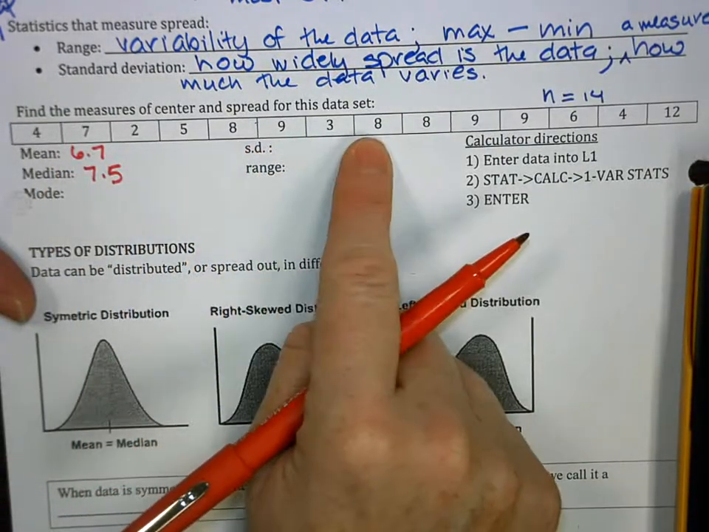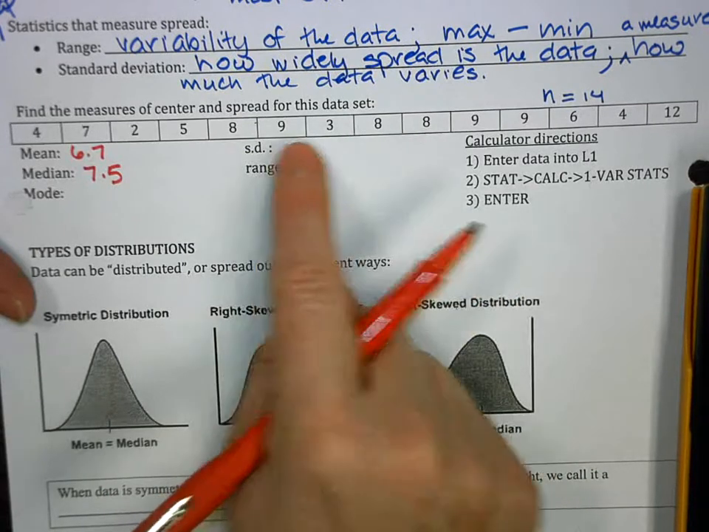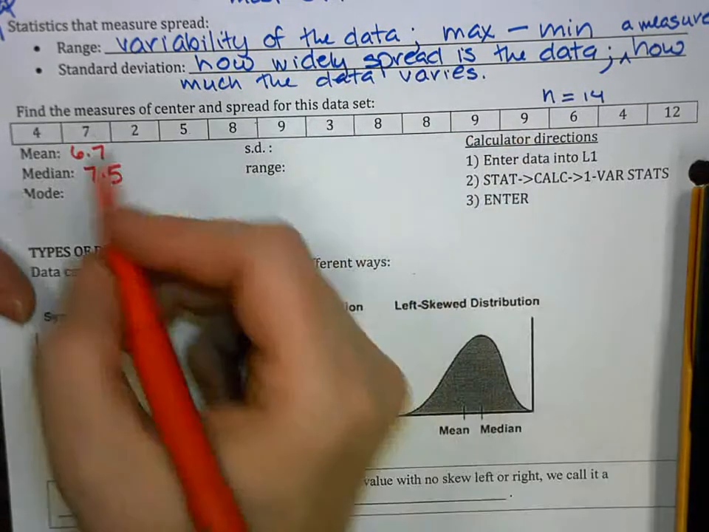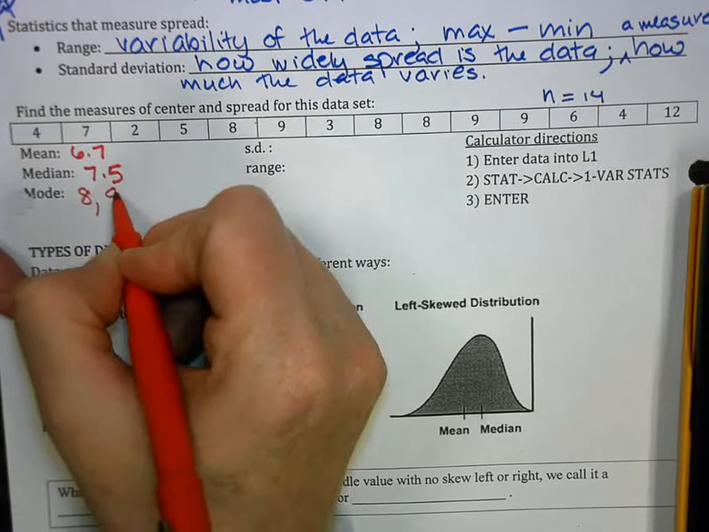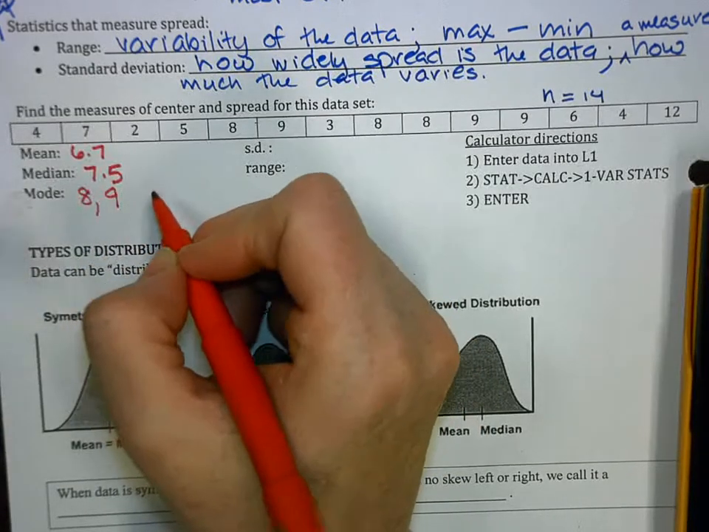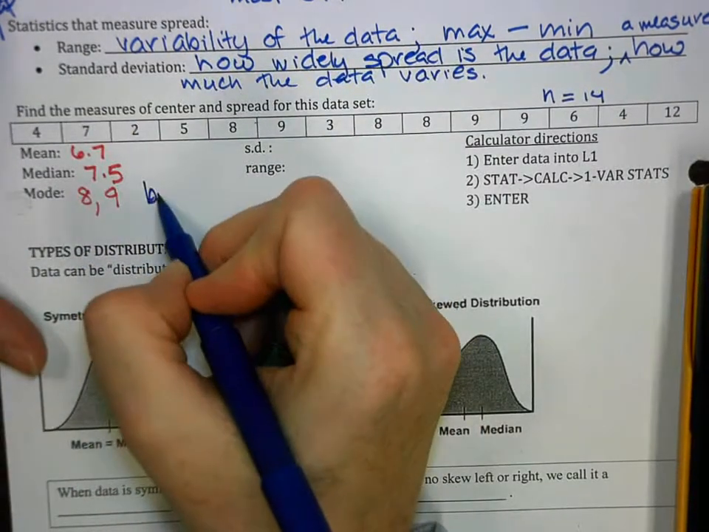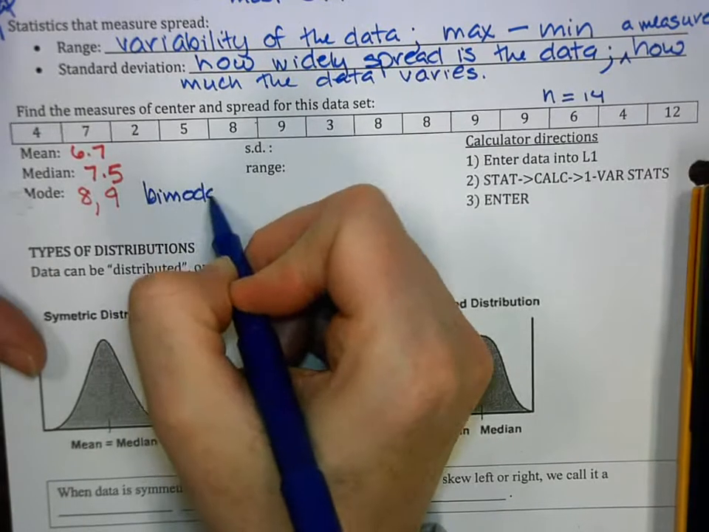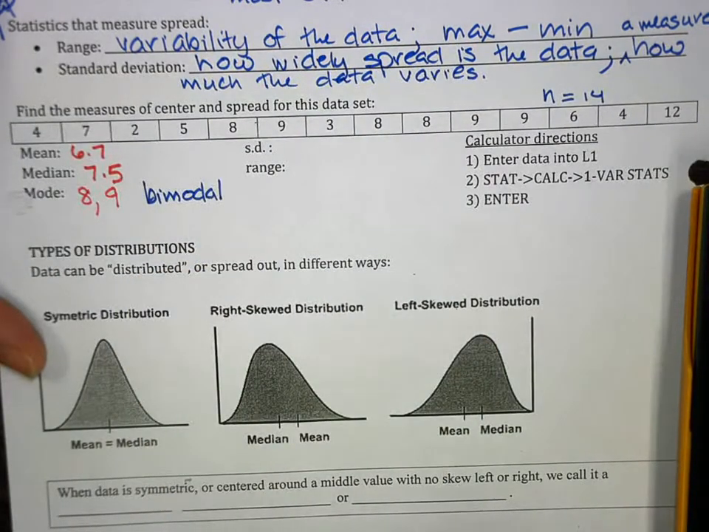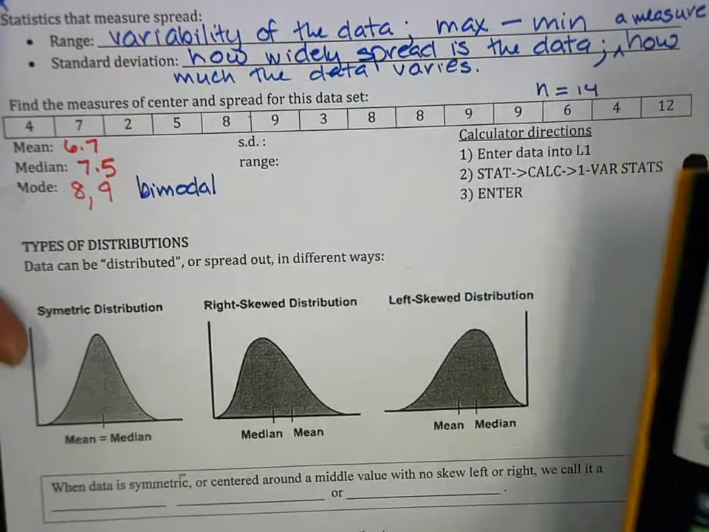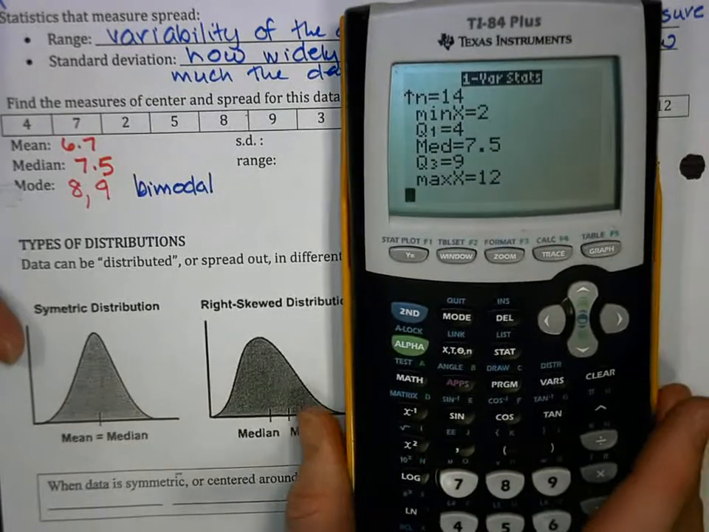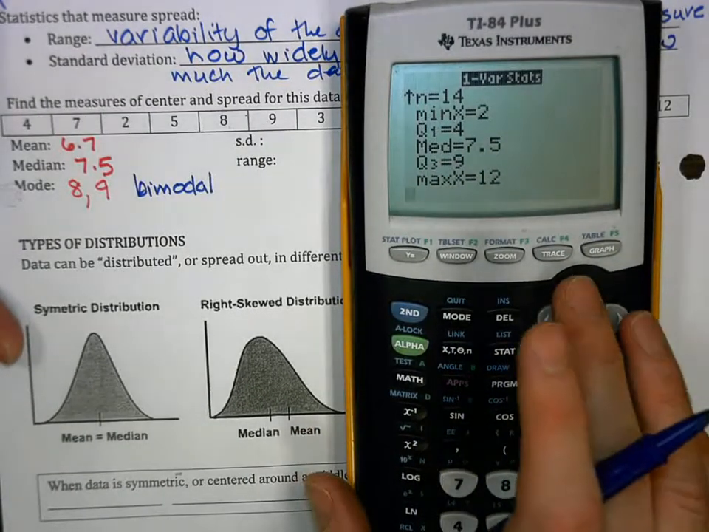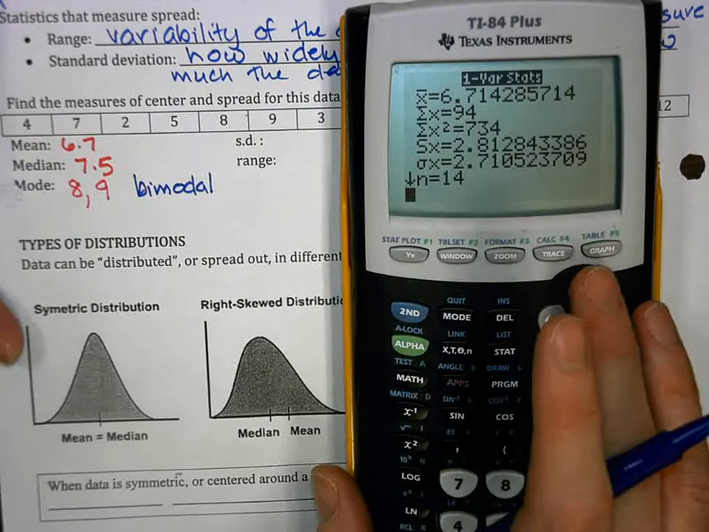Our mode, calculator doesn't give us mode, so we look at it and we say, what numbers are repeated? Well, 8's repeated, 1, 2, 3. 9 is repeated 1, 2, 3 times. We have 8 and 9. Therefore, this is bimodal. It has 2 modes. Okay? Now, on to standard deviation.